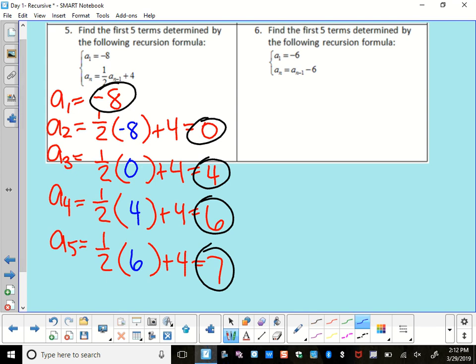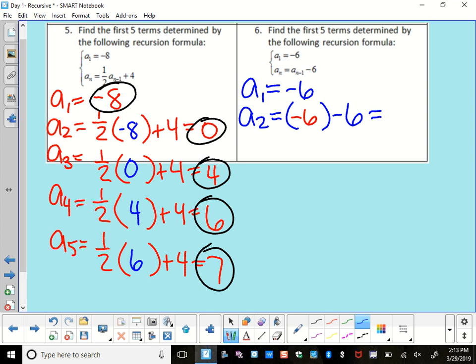All right, let's look at number 6. Find the first 5 terms determined by the following recursive formula. So we're starting. You can do this one. Your first term was -6, and your rule was the previous number minus 6. So for my second term, my previous term was what? What did you get for your answer?